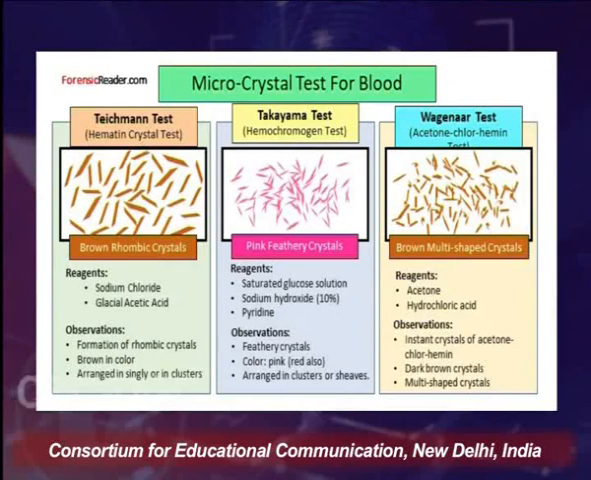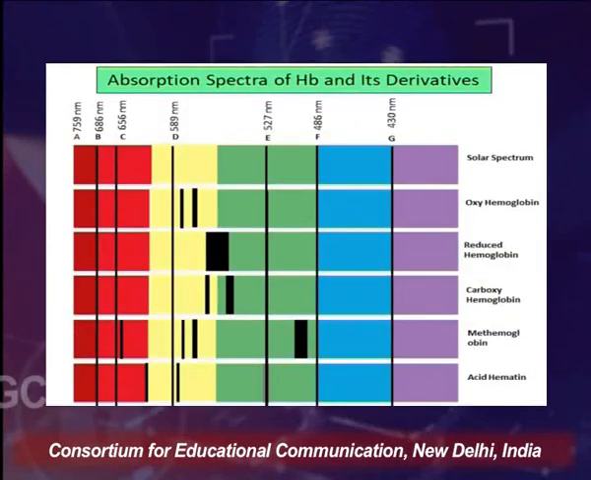For the confirmatory test of the blood examination, we can use the Stickman test, Takayama test or Wagenaar test. Any one of these three tests can be used for the confirmation of blood, and depending on what kind of crystals are formed, we can confirm that this substance is blood. This is a confirmatory test for the presence of blood. Another technique which we use to know the derivatives of blood is UV spectra. Different components give different spectra at different wavelengths, and those wavelengths can be used for analyzing it.